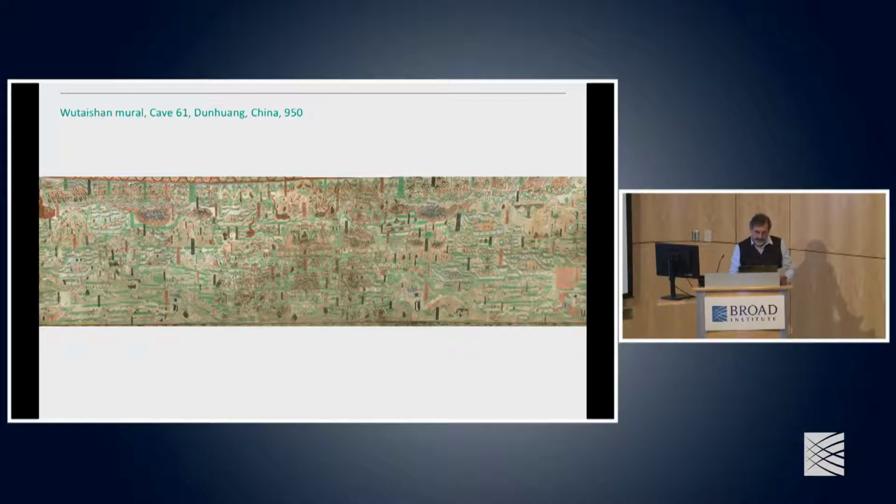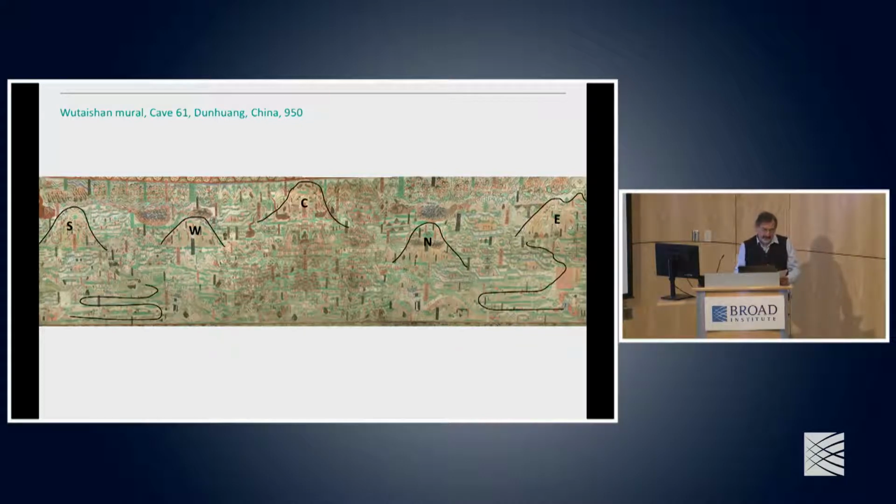Here's what the mural looks like today. It represents Wutaishan, which is 5 Terrace Mountain. It's a famous pilgrimage site in central China. I've drawn some outlines to help you see the 5 mountains, and they're labeled with the cardinal directions. The pilgrimage road starts on a road up the south peak, and then it runs from the south peak to the west, to the central peak, to the north peak, and then to the east peak, and a road that completes the journey.